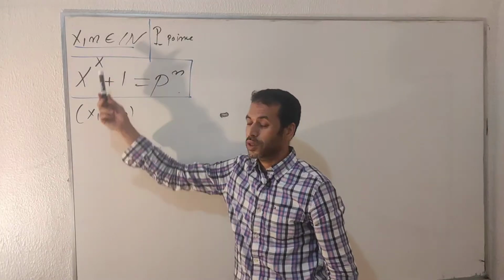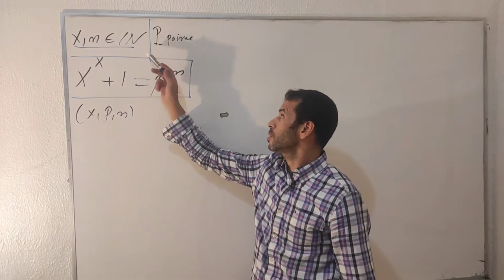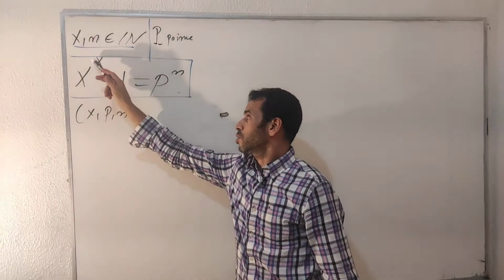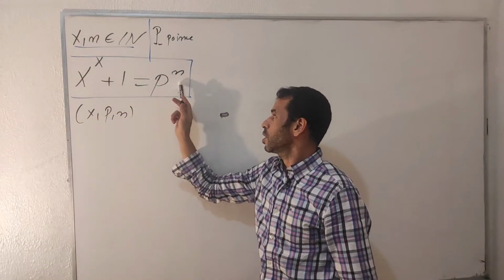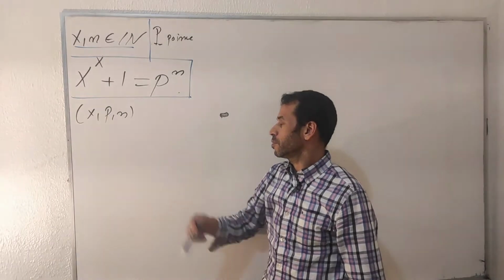This is a nice problem regarding arithmetic and number theory. Here is the following information. We have x and n as natural numbers and p as a prime. We have the following equation: x to the x plus 1 equals p to the n. So our goal is to find these triplets x, p and n.